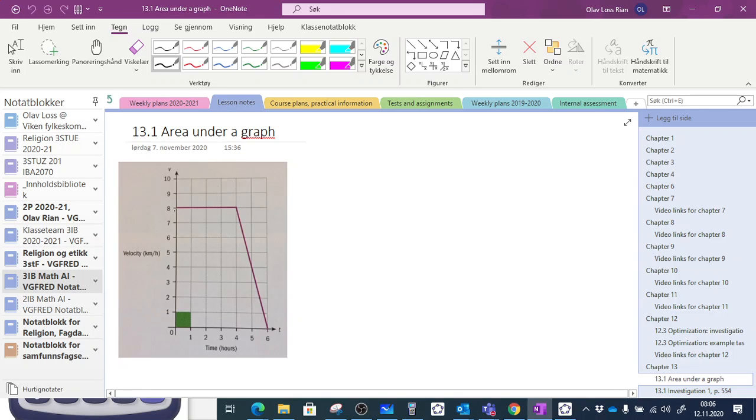When time is 0, that would be the starting point. This is measured in hours. So we have a straight line for 4 hours. What does that mean? Well, it means that it moves at a constant speed. So the speed is 8 kilometers per hour.